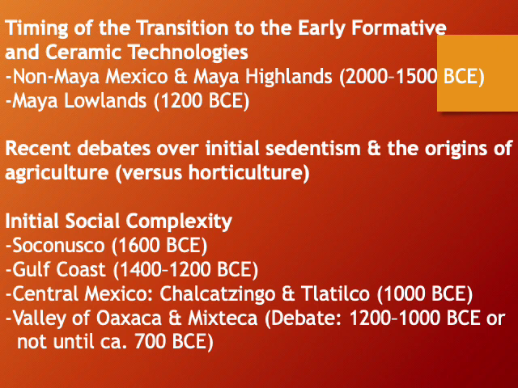There are some debates over the timing of sedentism, and over the nature of agriculture versus horticulture. So for example, as we discussed earlier, agriculture tends to imply that you're reliant on domesticates, whereas horticulture means you can be supplementing a diet of mostly wild resources with some domesticates. So the timing during which that transition happened in different parts of Mesoamerica appears to vary.